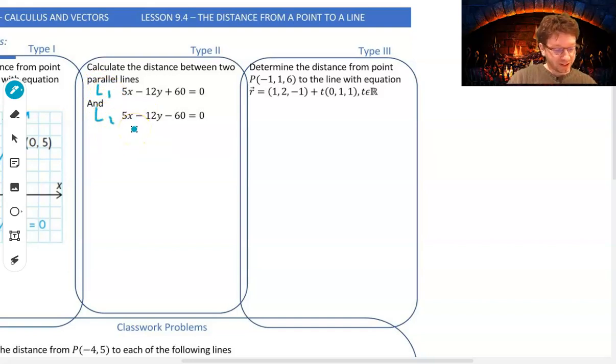Now what we can do is find a point on line 2, and then find the distance between that point and line 1. So to find a point on line 2, the easiest thing is just say an intercept. So let's go with the y-intercept. For the y-intercept, x is 0, and we'll get -12y equals 60. Forgot the y there. And so y equals -5. So there we go. We have a point on the line now. That's (0, -5).